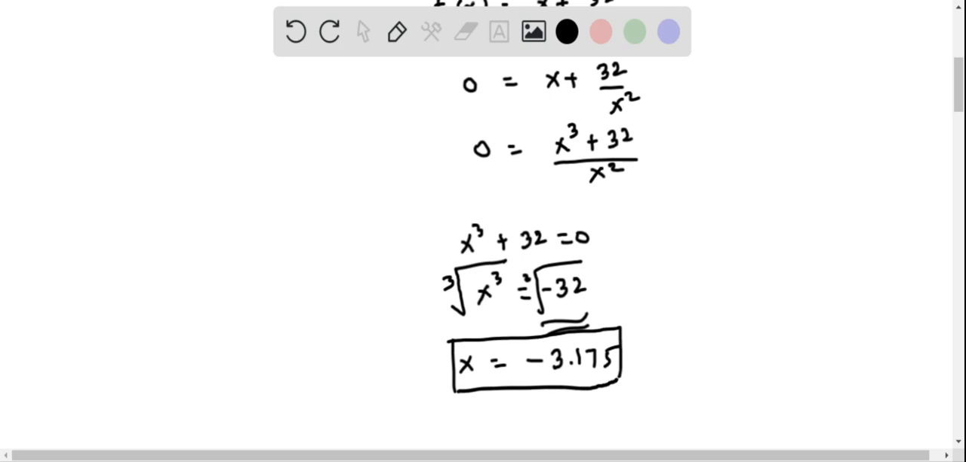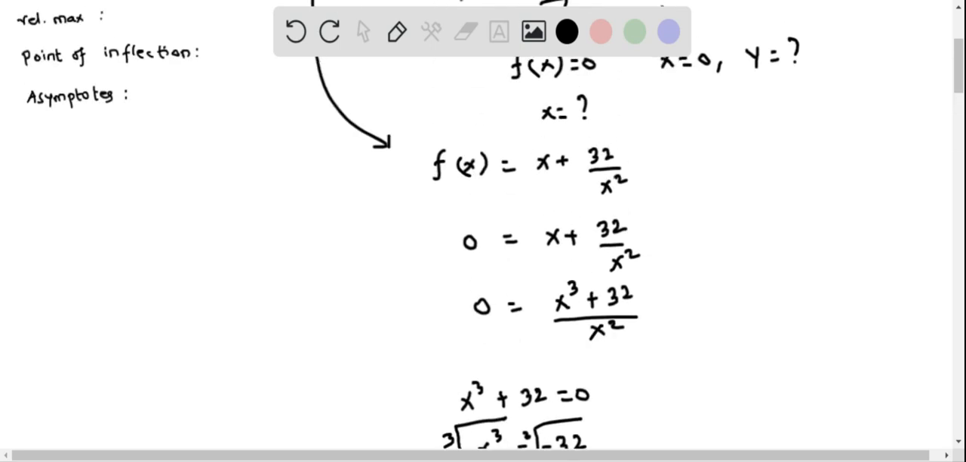So therefore, we see that the x-intercept is negative 3.175, and then y is 0. So this basically is the coordinate of the x-intercept.